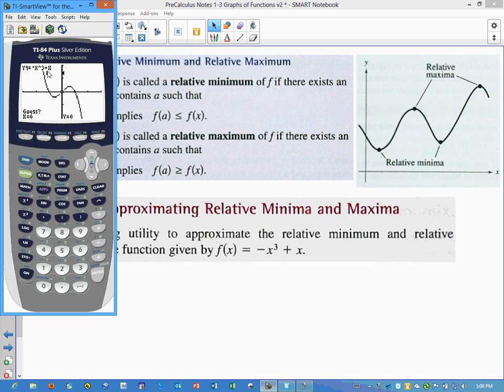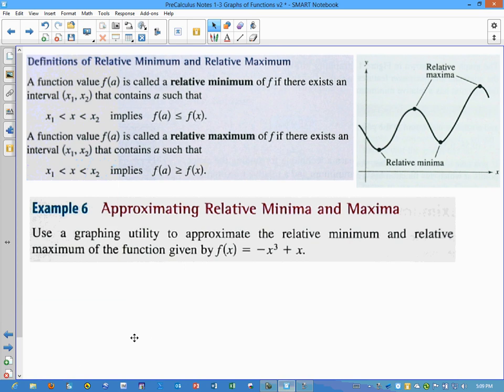Guess doesn't matter. We can get our little visual feedback, make sure we're capturing that minimum. So guess doesn't matter. I'm just going to hit enter. And there is our minimum. So we can find the minimum, we can find the maximum.